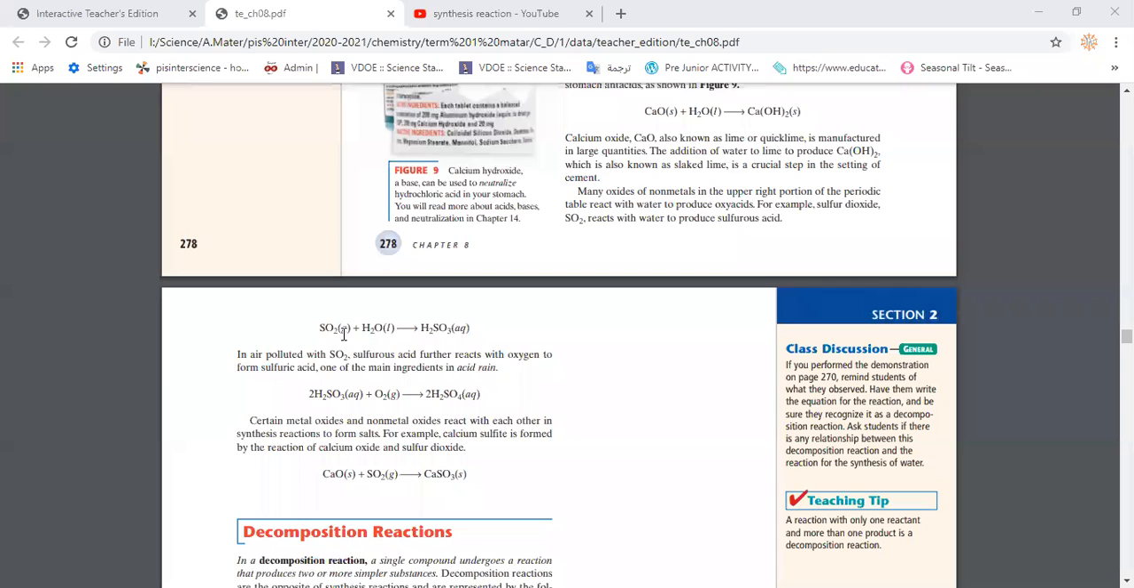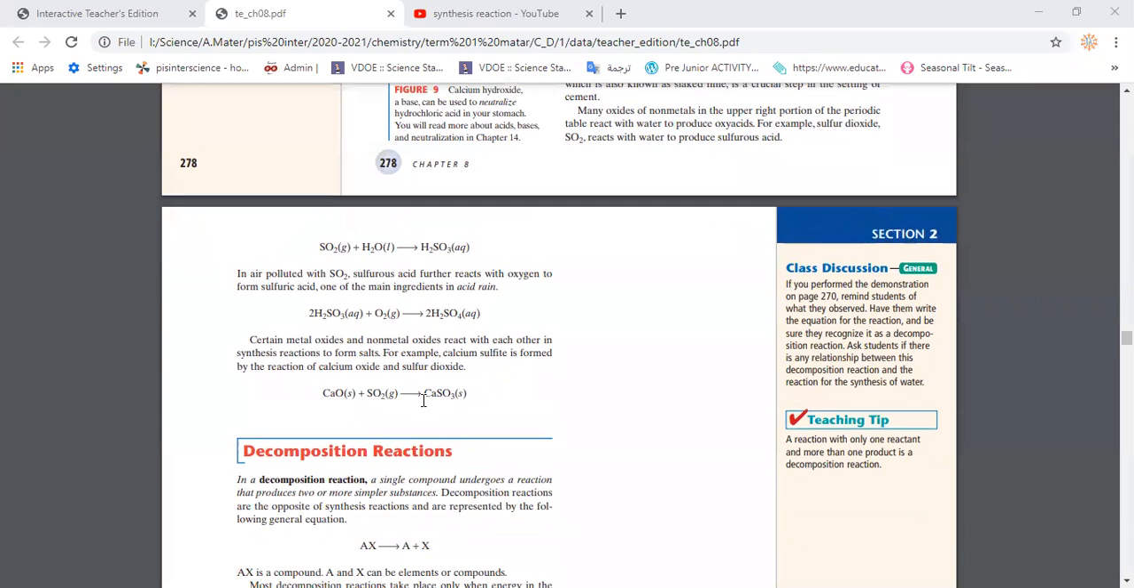Also, calcium oxide can react with sulfur dioxide, and that produces calcium sulfite. So that's also a synthesis reaction, which represents a reaction between two compounds producing a new one. So here, we can find that we have many synthesis reactions.